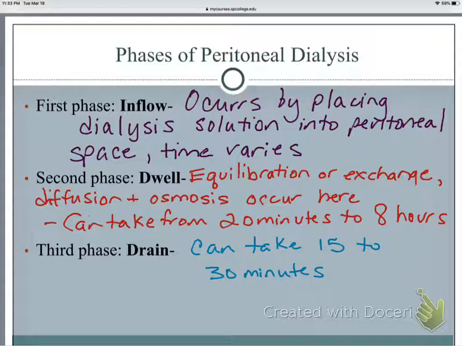This can take from 20 minutes to 8 hours. Don't ask me why it varies so much. I'm not really sure, but I guess it depends on the patient, the size of the patient, but it can take a while. And then the third phase is the drain phase, and that's only 15 to 30 minutes.